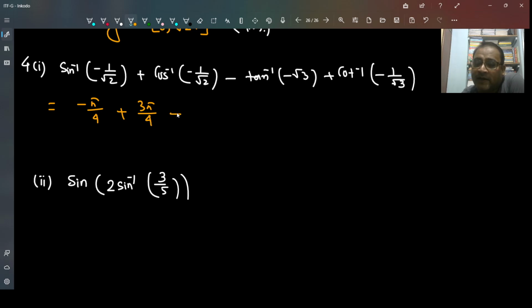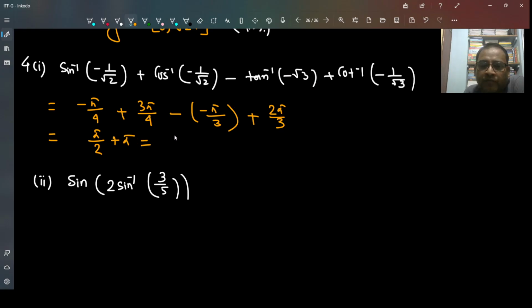Now for the tan inverse, the range is minus pi by 2 to plus pi by 2. Find the angle for which tan theta will be minus root 3. So it is nothing but minus 60 degree. And for the cot, it will be 60 degree, but since the cot range is 0 to pi, it will be 2 pi by 3, 120 degree. So from here we get minus pi by 4. 3 pi by 4 minus pi by 4 is pi by 2. And here we have 2 pi by 3 plus pi by 3, only pi. So it will be 3 pi by 2.